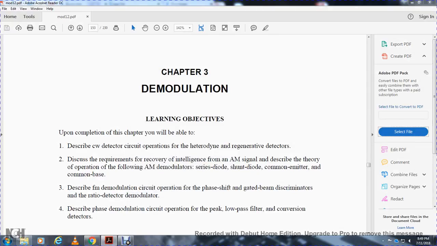Alright, Chapter 3, Demodulation. Upon completion of the chapter, we'll be able to describe the continuous wave detector circuit operation for the heterodyne and the regenerative detector, describe the requirements to recover the intelligence from the AM signal, and describe the theory of operation of the amplitude modulator and demodulator: series diode, shunt diode, common emitter, common base.